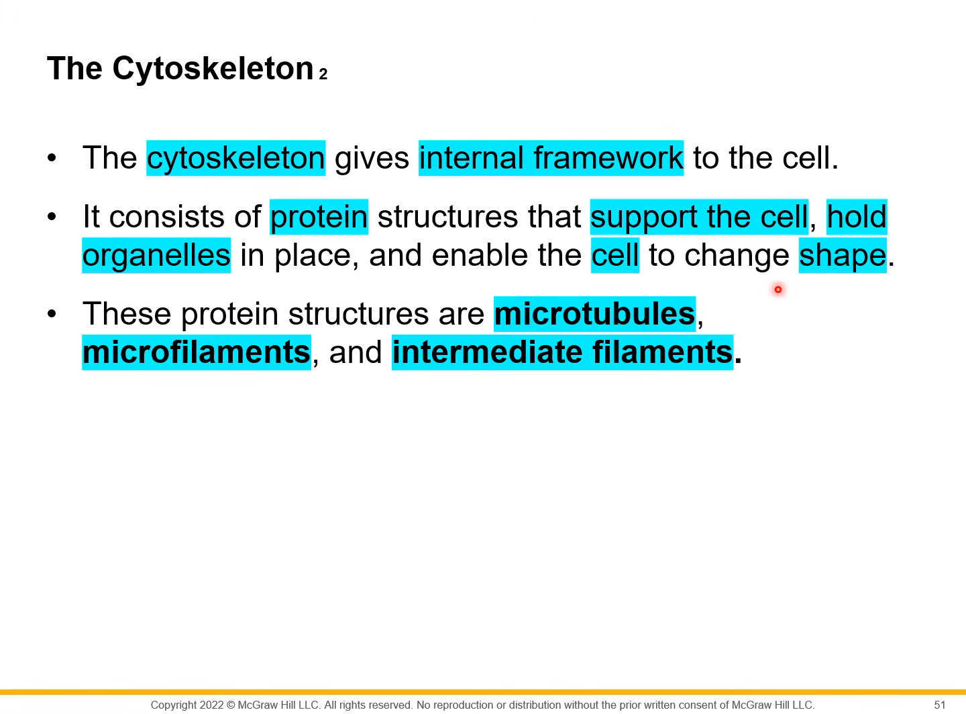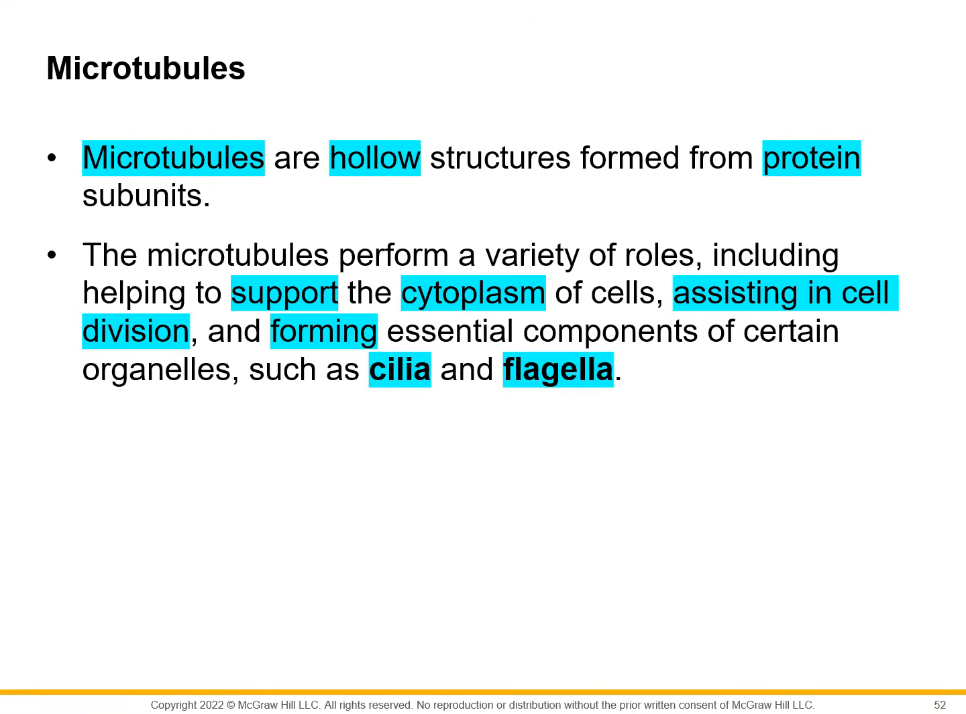Alright, so there are three different protein structures that could make up the cytoskeleton. So first up are microtubules, microfilaments, and intermediate filaments. First up are microtubules. They are hollow structures formed from protein subunits. So as the name implies, no, they look like tubes. Okay, they are hollow or they have a space on the inside.